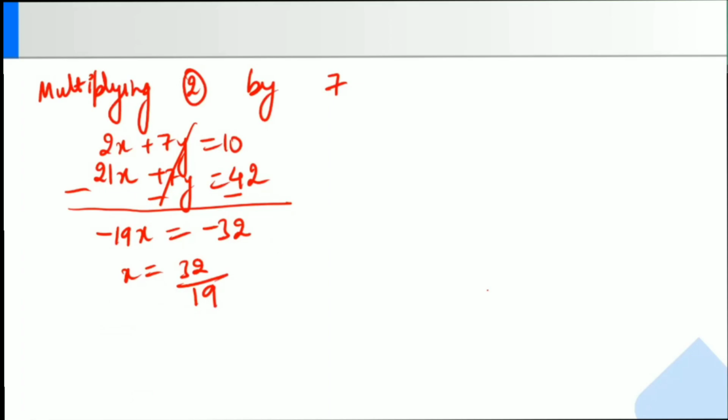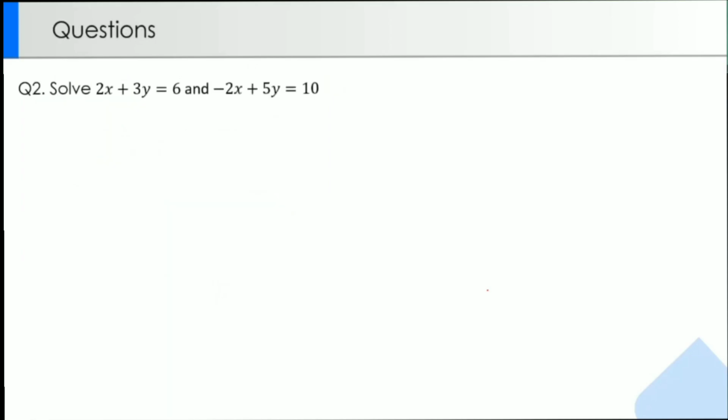Let us discuss one more question. So the next question here on the screen is 2x plus 3y equals 6 and minus 2x plus 5y equals 10. Now, this is my first equation and this is my second equation. Now you can check. Here it is 2x, here also it is 2x. That means the coefficients are already same. So we need not multiply any of the equations. The coefficients are already same.